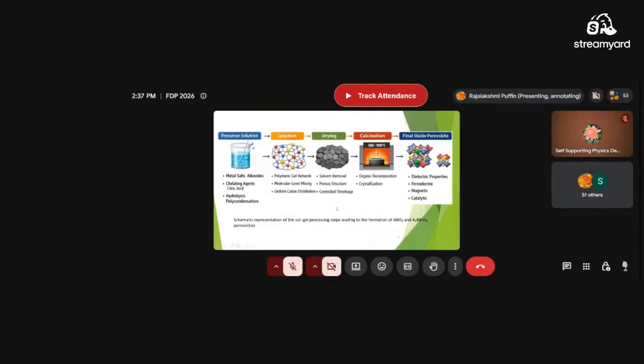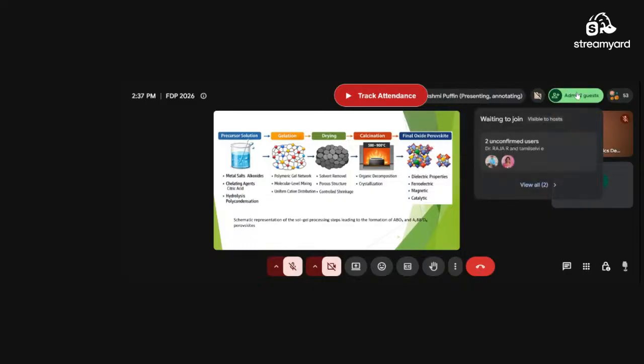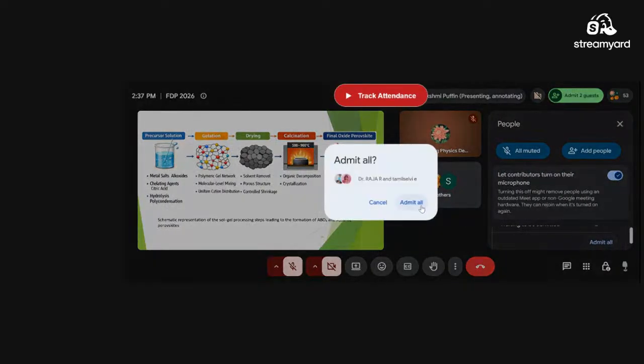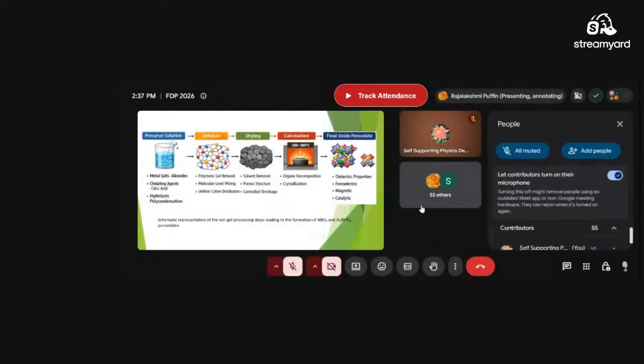Okay. So now this is step C, how we can go for this ABO3, that is, double or single perovskite. As I said, ABO3 is the combination for the single one, and for the double, A2BB'O6, right?